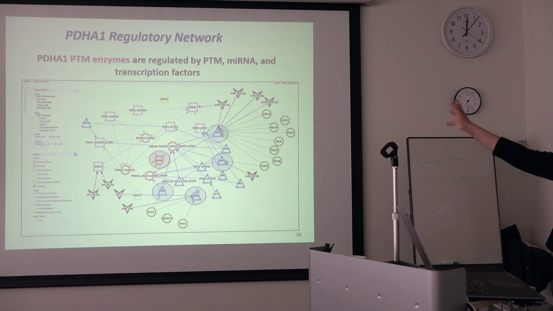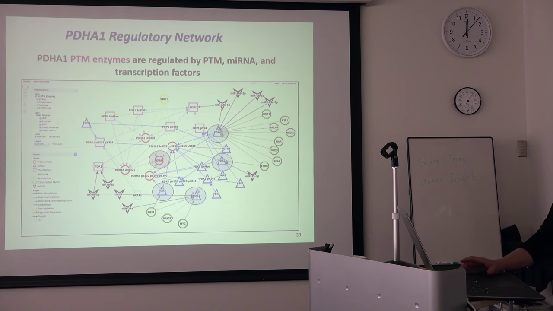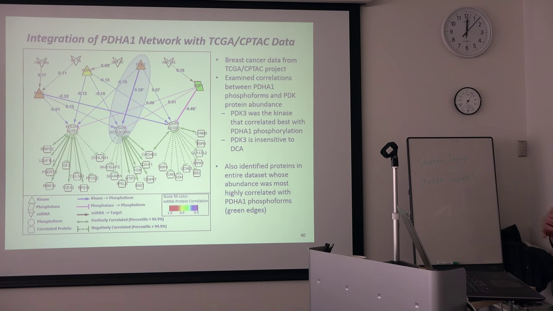And so what we did, again, we just used the text mining, the kinase substrate and the microRNA information. And we also used annotated data from resources like UniProt on transcription factors and other resources, so that we can, again, build this kind of network where we can find that the PTM enzymes, the kinases, in this case the PDK1234 that phosphorylates PDHA1 and also the phosphatase that does the reverse, are regulated by different other PTM events, by microRNAs, by transcription factors. And so we can build this to tease out those relationships.